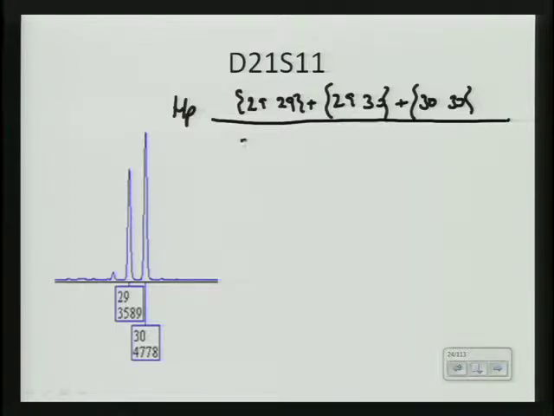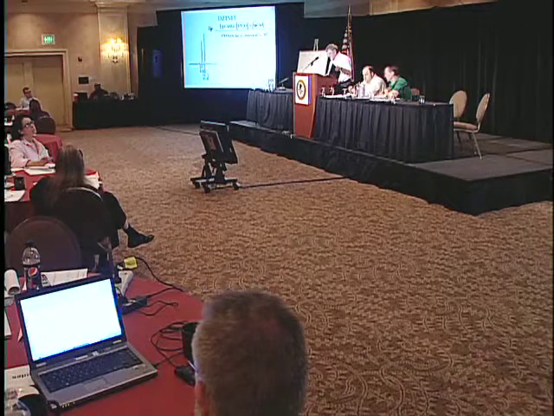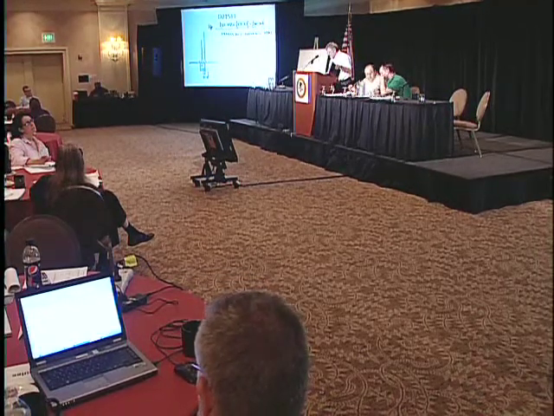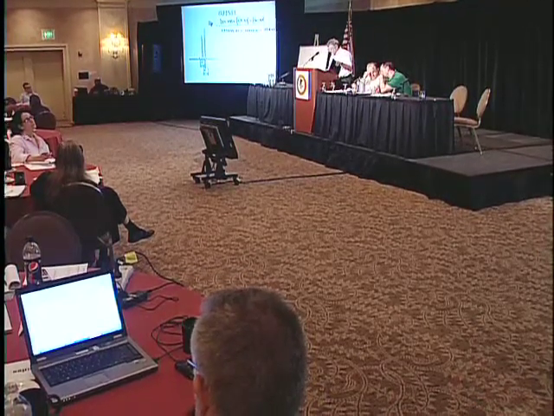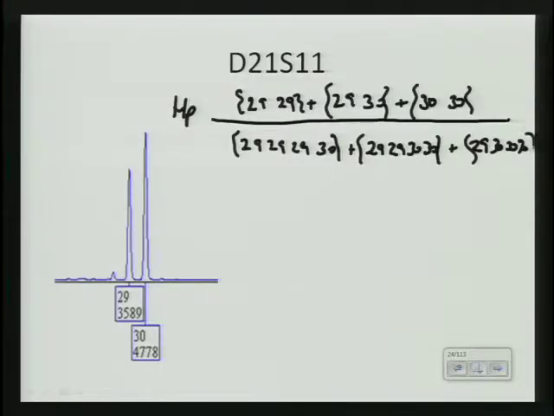So I can either have three 29s and a 30, or two 29s and two 30s, or a 29 and three 30s. And then we've got to put the numbers in on top of that. So we'd have the factorials.